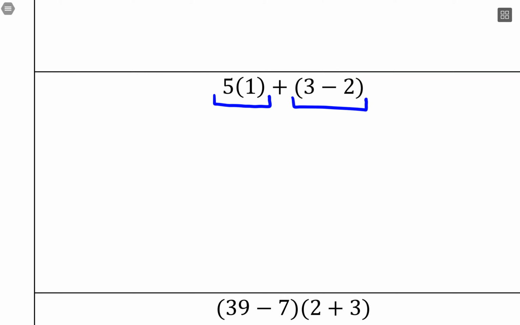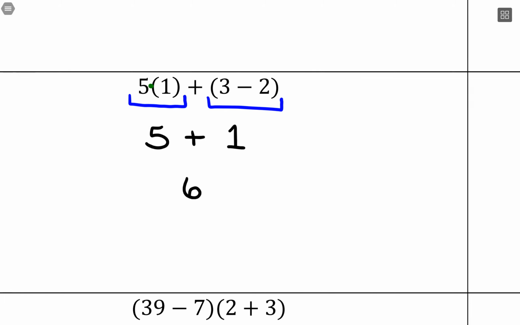So over on this left-hand side, this 5 with parentheses of 1, this is multiplication. If you just have parentheses with a number, it's this hidden form of multiplication. So that's just a 5 times 1. So for that term, 5 times 1 is 5. And then 3 minus 2 is equal to 1. So now that we simplified those terms, 5 plus 1 is 6.